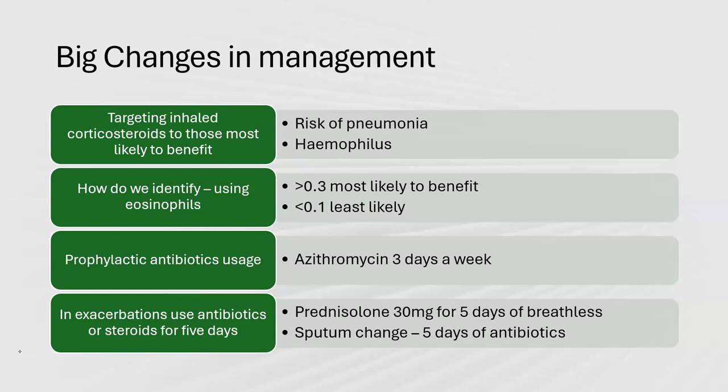For prophylactic antibiotics, they've made a change. They said we can use azithromycin three days a week. And when they have an acute exacerbation, the antibiotics and steroids are for five days. We're moving away from seven days. We want five days, and we use prednisolone if they're breathless. You can use the antibiotics on their own, so you don't always have to use the steroids, especially if they're not breathless. And you use antibiotics if there's a sputum change.